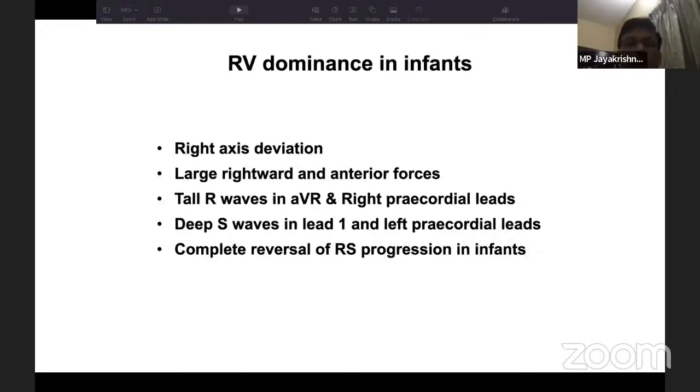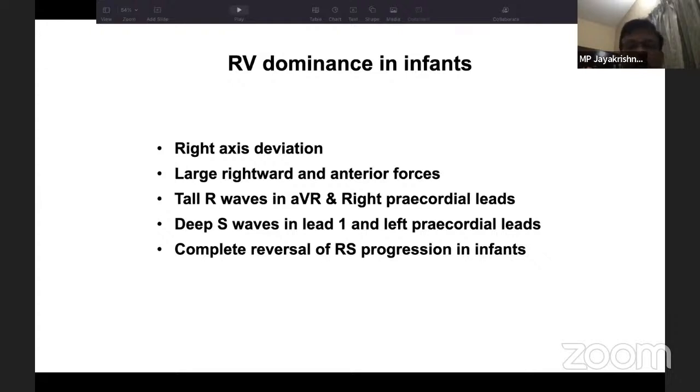So because of the right ventricular dominance, there can be a right axis deviation. And there will be rightward and anterior forces that are more prominent in infants because of the right ventricular dominance. So the right leads like AVR and V1, V2, and V3 also sometimes have tall R waves.